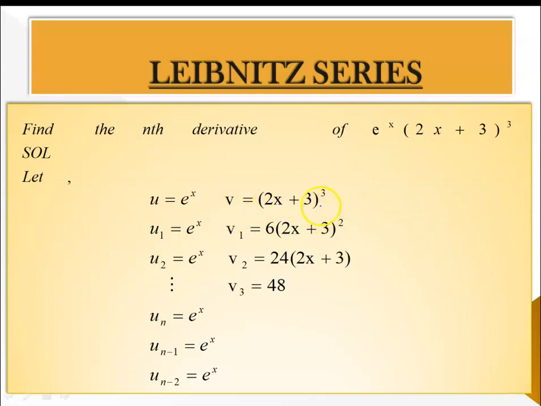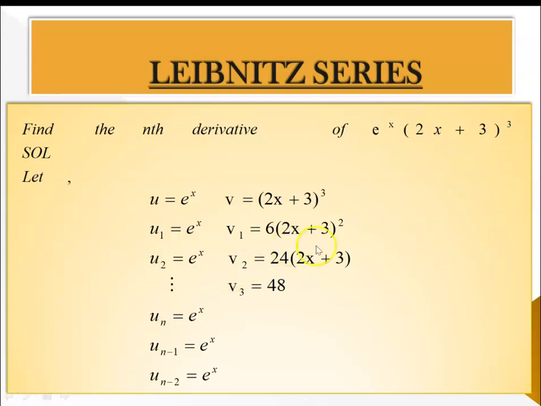We will simply differentiate this. How? We know that the power will be used first. So we will write 3 into (2x+3) whole square, and then we will take the derivative of the function inside. The derivative of 2x will become 2, and 3 is a constant, so its derivative will be 0. We multiply this 2 with 3, so we get 6 into (2x+3) whole square.